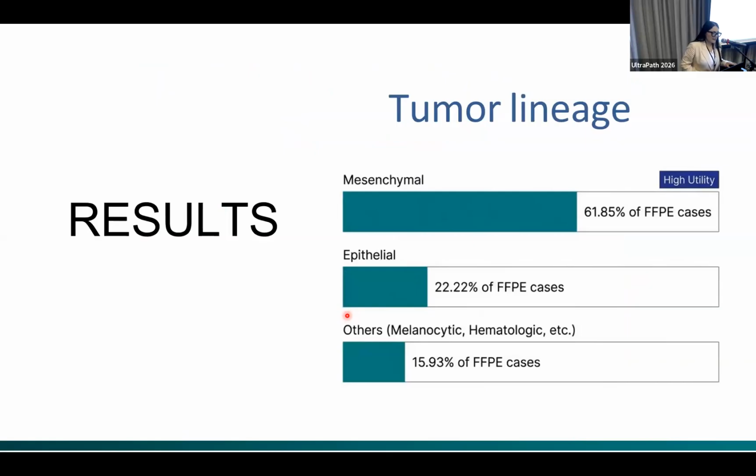For the results, most of the cases were located in the soft tissues, and consequently, the most frequent lineage in this study was the mesenchymal, followed by epithelial.